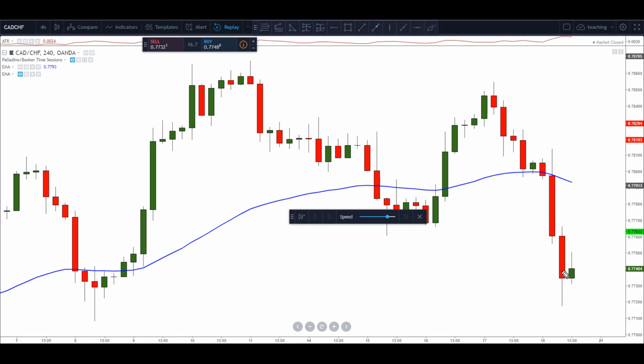What we'd be waiting on is this market to pull back by over 2 candles, not close above the 50 EMA more than once, then give us our advanced engulfing entry based on our rules for the pullback strategy. So that was a backtest of the Canada Swiss.